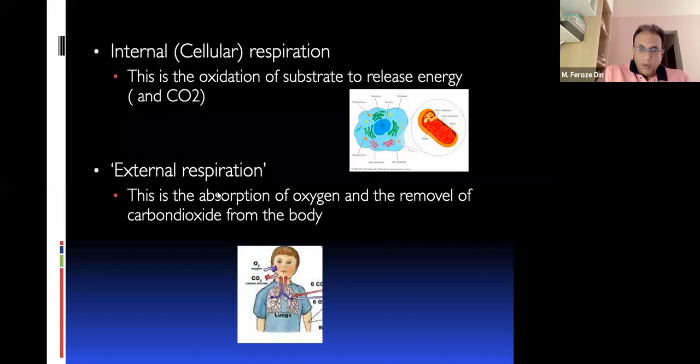External respiration is what we are going to talk about today. It is the absorption of oxygen and the removal of carbon dioxide from the body and all the processes in between. We breathe in, we breathe out. That is just the external manifestation of all the respiratory processes. We will look at all the processes that are involved in absorbing oxygen and releasing carbon dioxide from the body.